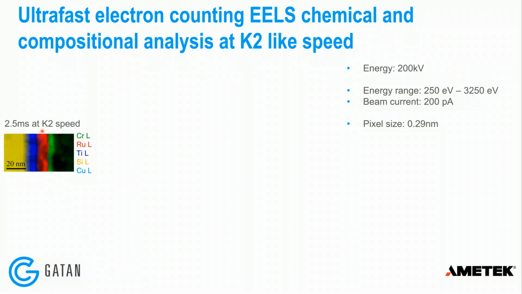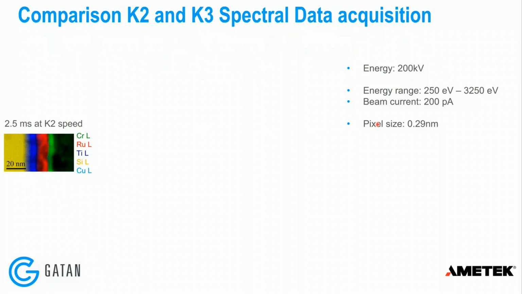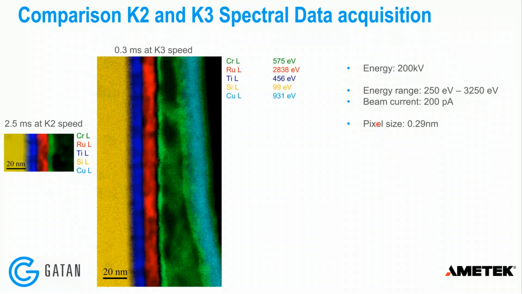So this is what we'd have running at full speed with the K2. We're able to map chromium, ruthenium, titanium. This is our field of view at 2.5 milliseconds at K2 speed. If we go full speed on the K3, so 0.3 milliseconds, this is what we have. We have a much, much bigger field of view.